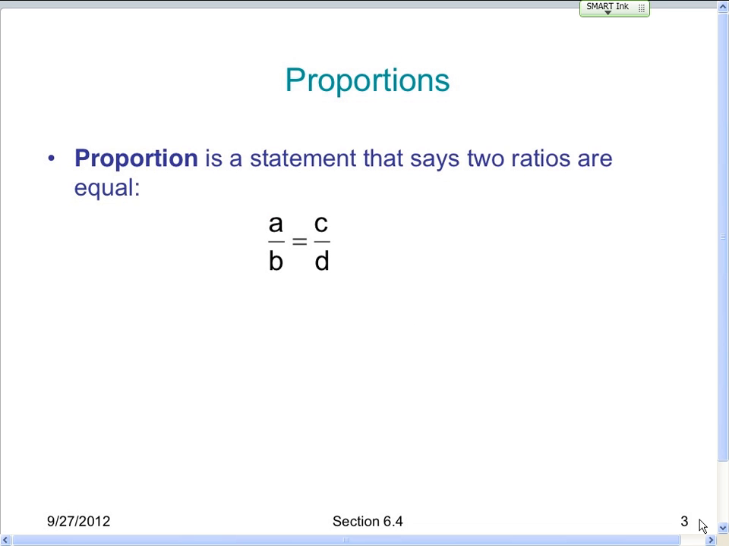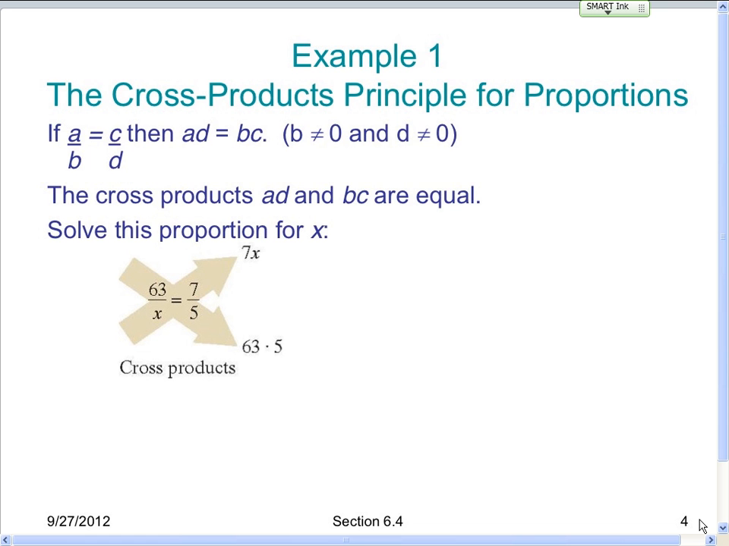When you have a proportion, that's when you have one fraction equal to another fraction. With proportions, the way you solve them is what we call cross multiplication. So we multiply these two together and we multiply these two together and set them equal to each other. So in this case, we multiply the 63 times the 5, and we multiply the 7 times the x.